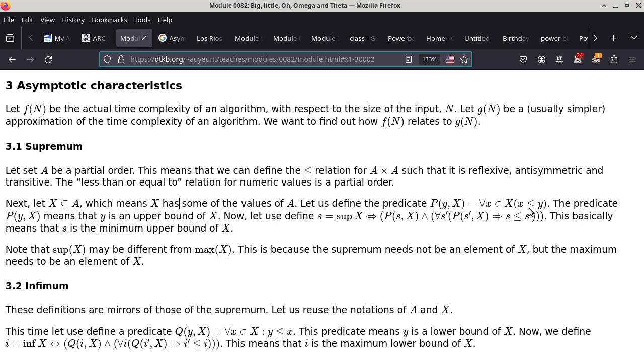What does it mean? Can someone tell me a shorter way to describe this? Or you can just read a little bit ahead, by maybe a sentence or so. Can somebody tell me what it means when P of Y, X is true? Y is the upper bound? Very good. So it is greater than or equal to everything in X. That's all we are trying to say. And it is called an upper bound.